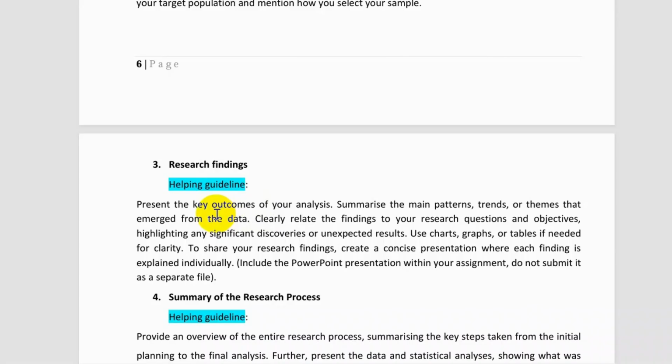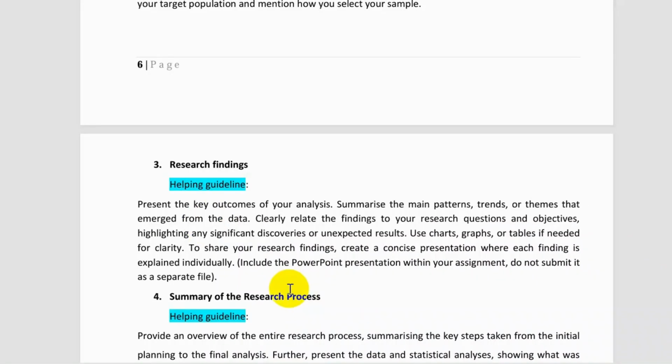So here in this section, you need to present the key outcomes of your data analysis, right? You need to summarize the main results that emerged from your data analysis and make sure that the research findings are very clear. It must be aligned and meeting the requirements of your own research questions and your research objectives.